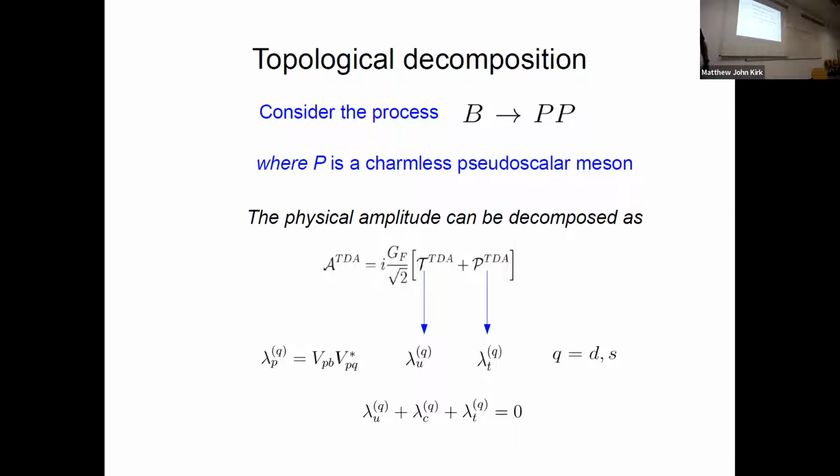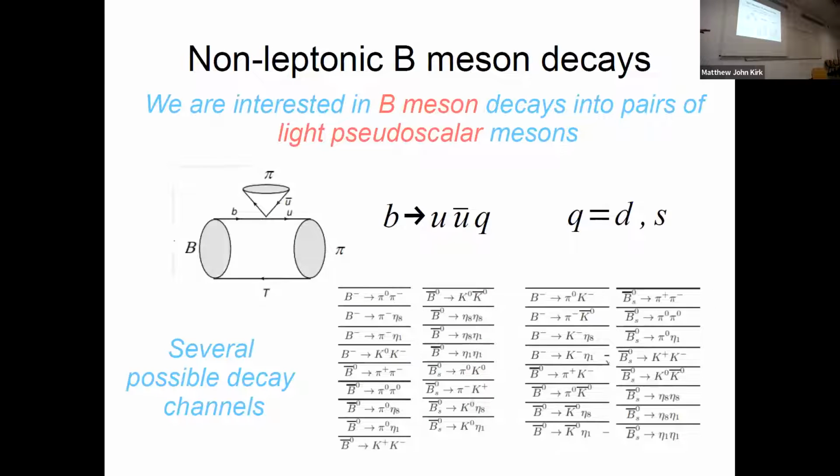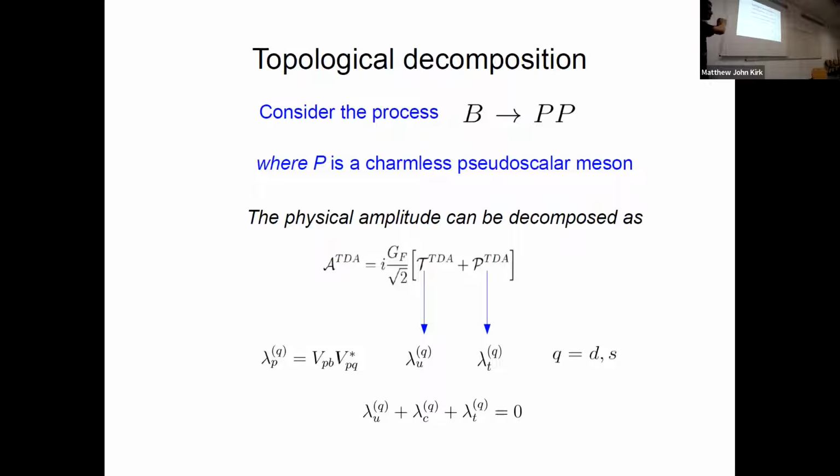They are roughly 34, if I remember correctly. So these 34 decays can all be described by the same template. That's quite interesting. This has to do again with the symmetries. So the physical amplitude can be decomposed into what we will call a tree subamplitude and a penguin subamplitude. This is the notation that is used in the literature.